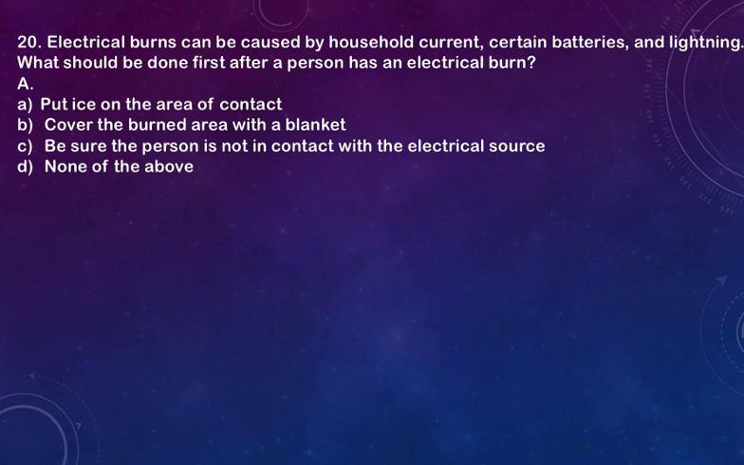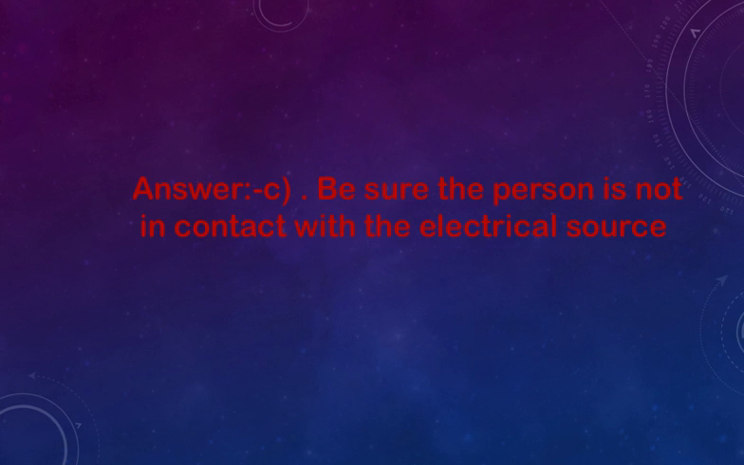Next question, question number 20. Electrical burns can be caused by household current, certain batteries and lightning. What should be done first after a person has an electrical burn? Option A, put ice on the area of contact. B, cover the burn area with a blanket. C, be sure the person is not in contact with the electrical source. And D, none of the above. Right answer is C. Be sure the person is not in contact with the electrical source.